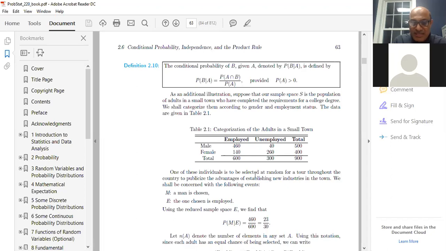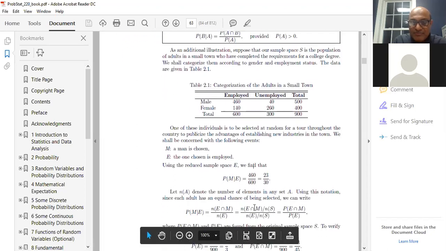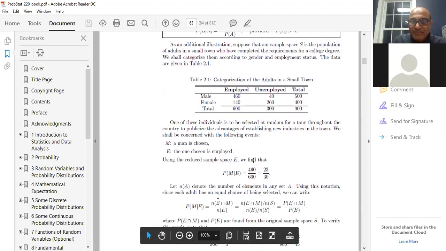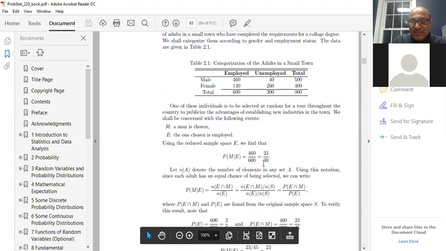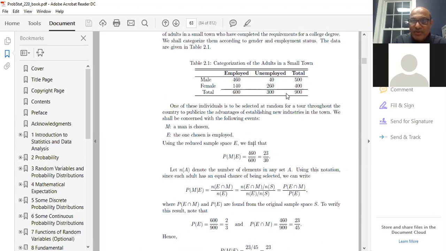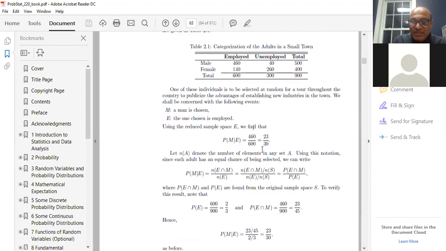And suppose somebody says that the total number of male employed, whatever we figured out, is also given in terms of this conditional probability. Total number of employed is given like this, 460 divided by 900 out of the total population. Total number of unemployed is equal to 300 divided by 900. All these things are known to us, and that's what we are going to refer to in this example too, for the total probability.